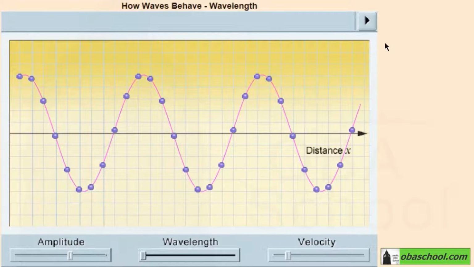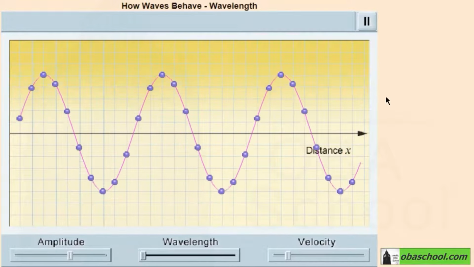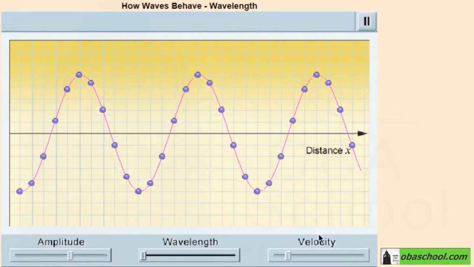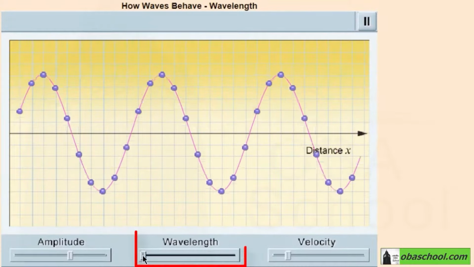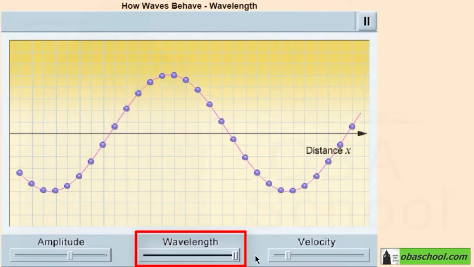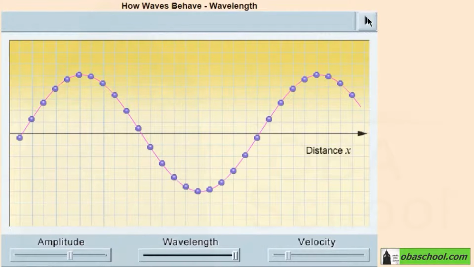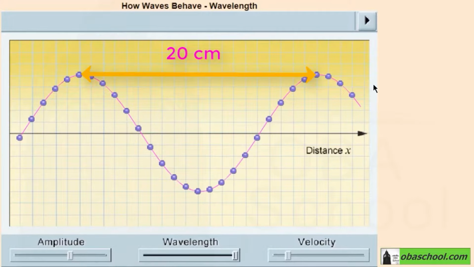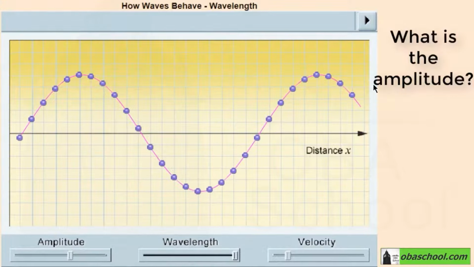Now let's play the wave, and we're going to move the wavelength slider to the far right. And we will pause the wave. What is the wavelength now? Exactly, it's about 20 centimeters.